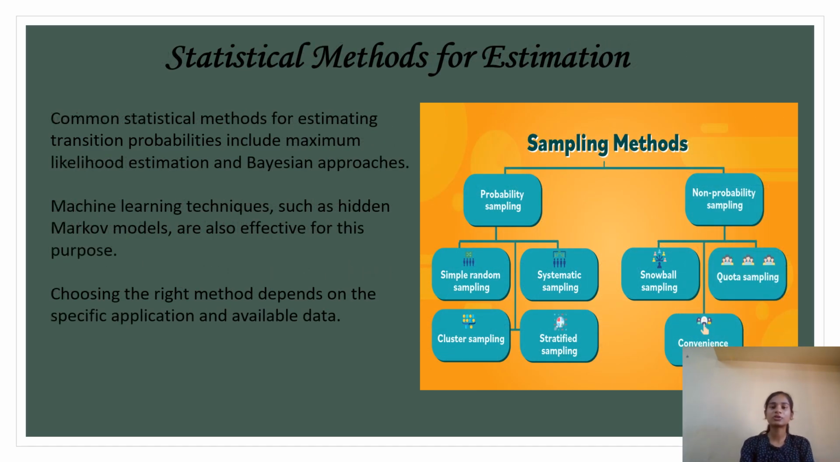Statistical methods of estimation. Common statistical methods for estimating transition probabilities include maximum likelihood estimation and Bayesian approaches. Machine learning techniques such as hidden Markov models are also effective for this purpose. Choosing the right model depends on the specific application and the available data.